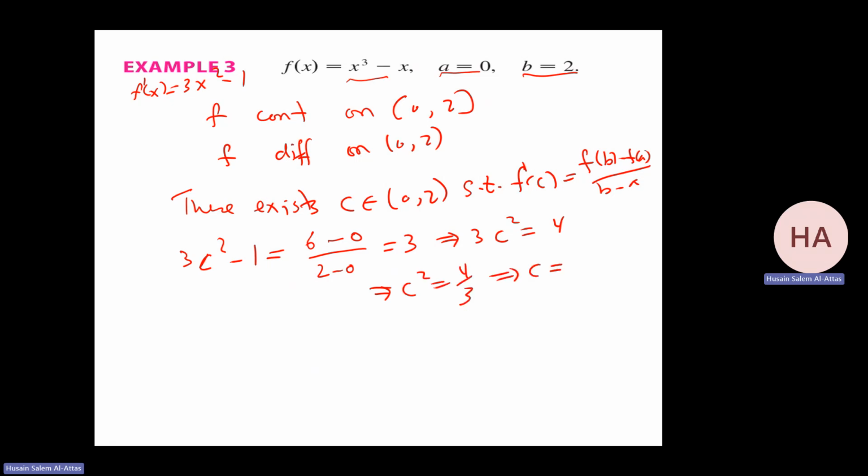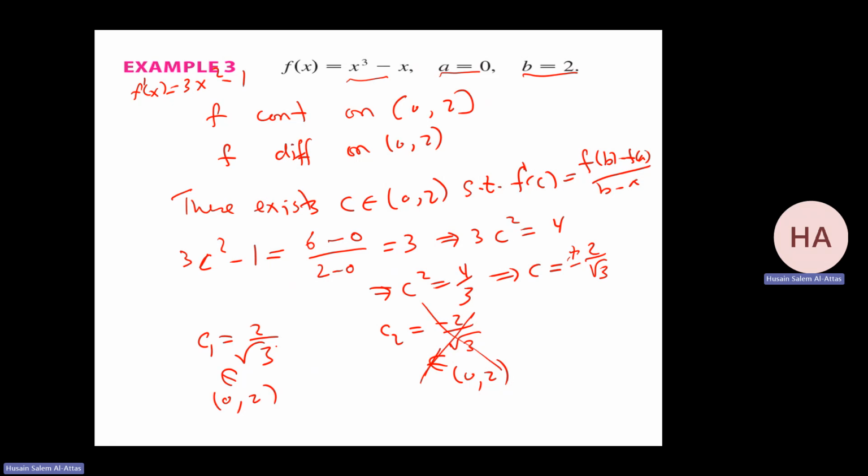So c equals what? Plus or minus 2 over root 3. So I have c1 equals 2 over root 3, and c2 equals minus 2 over root 3. This for sure does not belong to the interval, so this is out of the picture. This one, yes, belongs to the interval, since 2 is greater than square root of 3. So this is a number between 1 and 2. So it's in the interval. So the only c is 2 over square root of 3. The other is rejected since it's not in the interval.